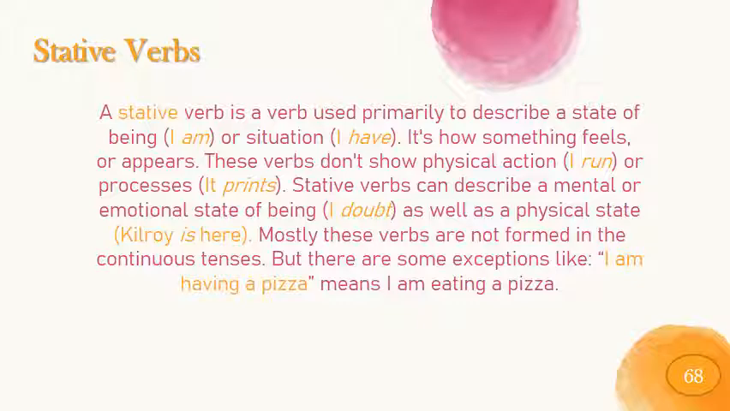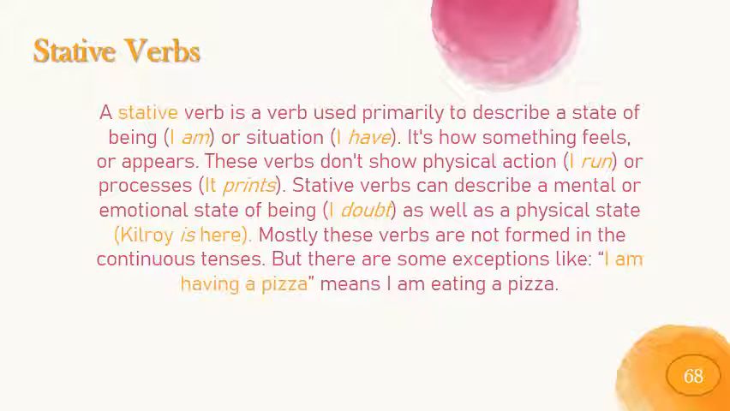unless they are expressing an action. Okay, as in some exceptions. Like what? For example, when I say I'm having a pizza, here it means I'm eating a pizza. So when I'm expressing another action, or I'm meaning another verb, but it's written as a stative verb, I can sometimes use the present progressive.